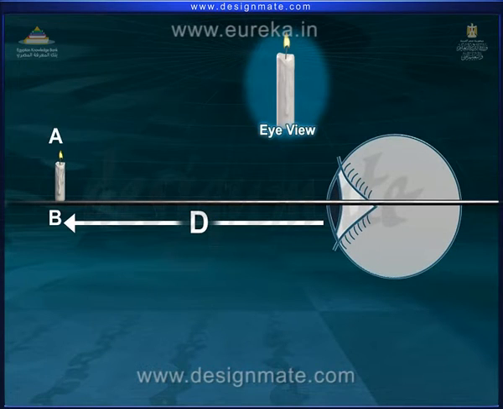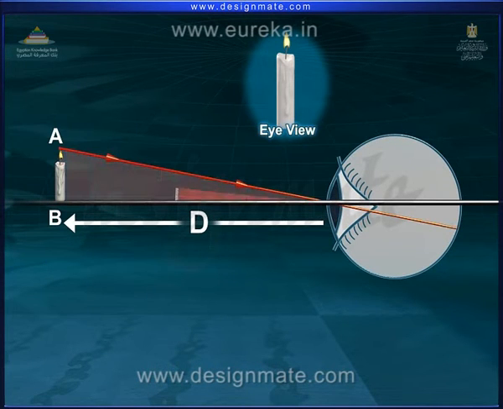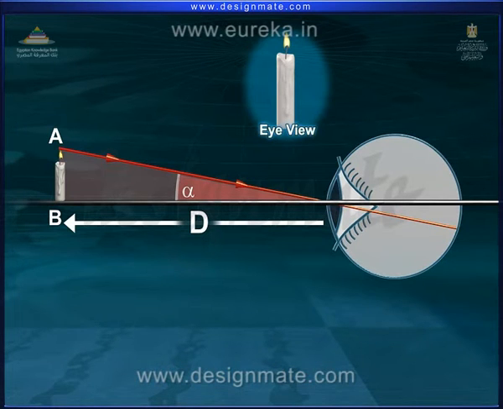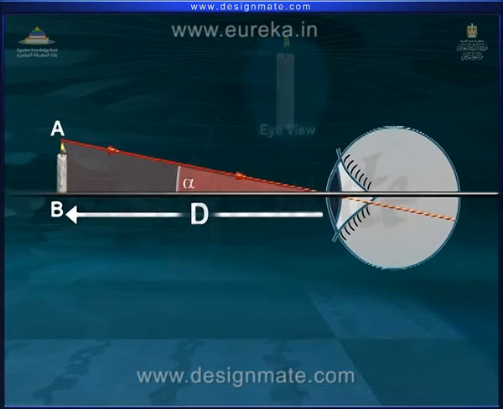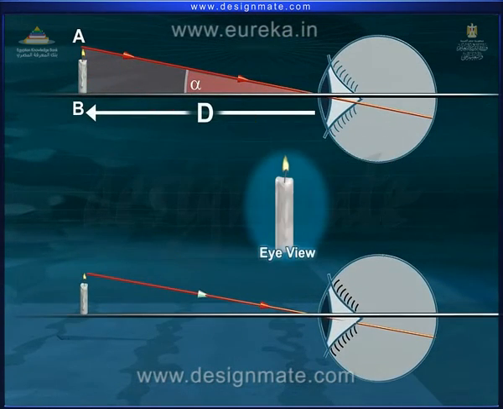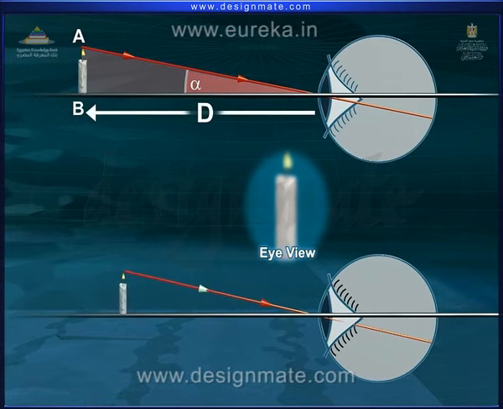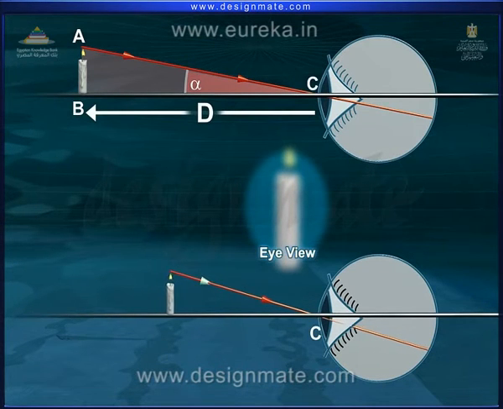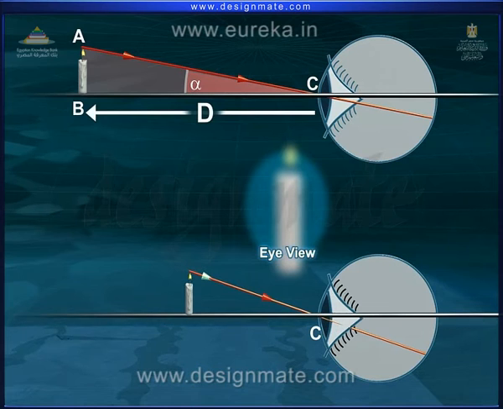Suppose an object AB subtends an angle alpha at the eye when it is at the least distance of distinct vision d. If we try to bring the object closer than that limit, the image becomes blurred.